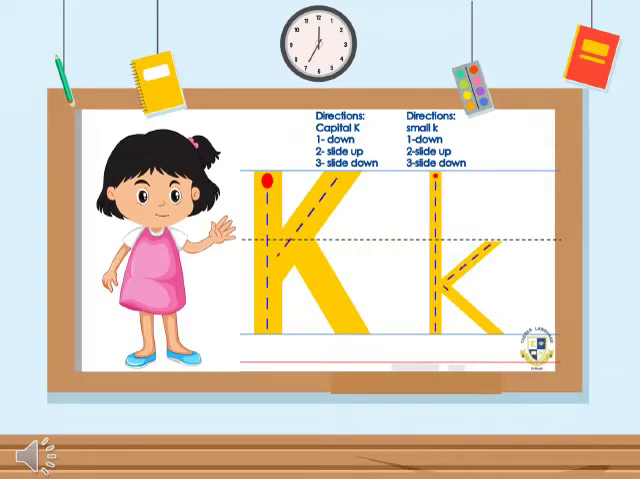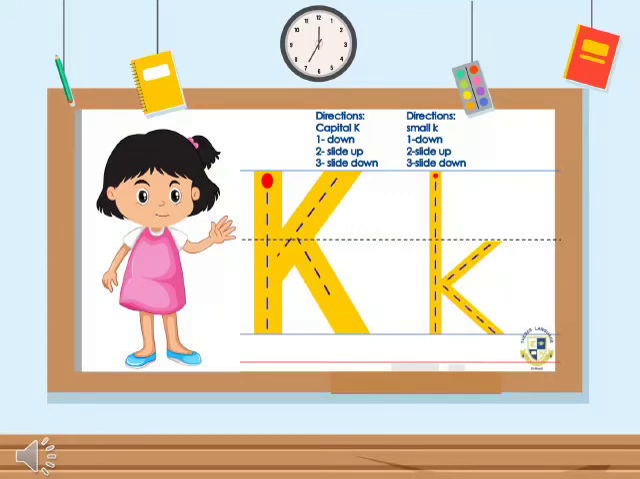Capital K starts from the starting point. Down, slide up, slide down. How are we gonna write capital K? Down, slide up, slide down.